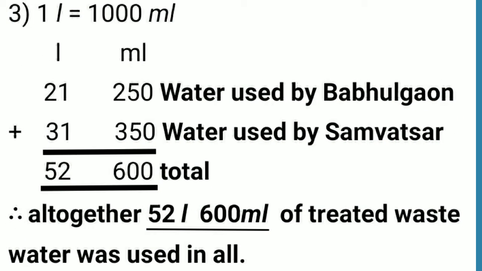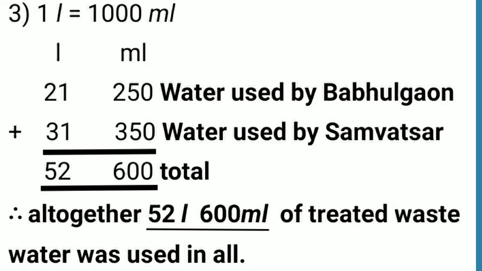So, as always, we first note down the conversion of the two units mentioned in the sum, that is 1 liter is equal to 1000 milliliter. Now from the last bit of the question, which is how much treated wastewater was used in all, we can figure out that we have to conduct addition between the two given numbers. So then we place the two given numbers neatly below one another.